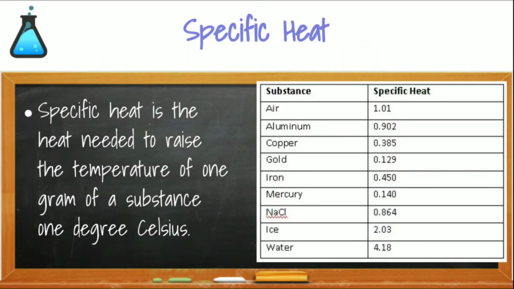Now, C, which stands for specific heat capacity, is defined as the heat needed to raise the temperature of 1 gram of substance 1 degree Celsius. I think of heat capacity as the heat bank of a substance. So something like a metal has a very low heat capacity.